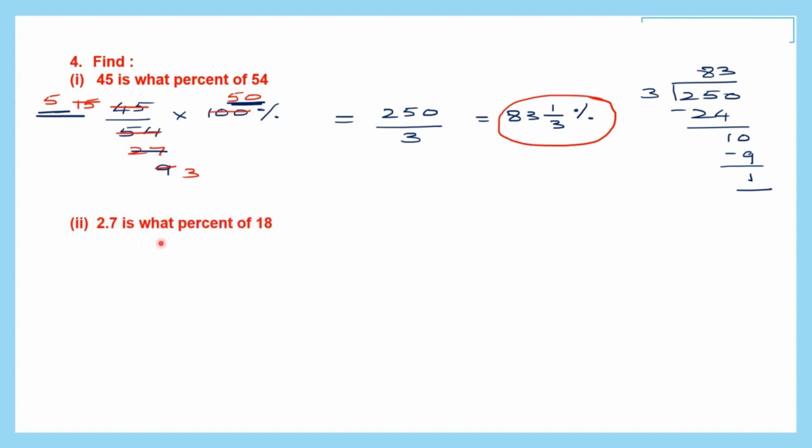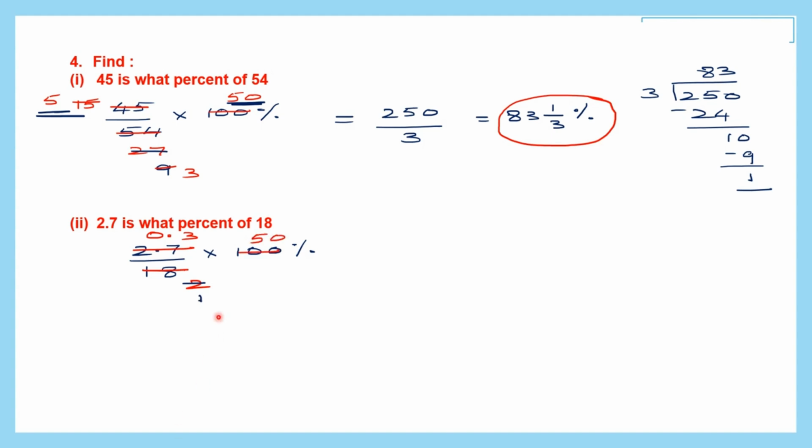Second question, 2.7 is what percent of 18? Just like this. So we say 2.7 by 18 into 100%. We can cancel 2.7 and 18 both by 9. So I can say 9 twos are 18. Now 9 threes are 27, but this is 2.7. So 9 into 0.3. Now I can cancel 100 and 2. 2 ones are 2 and 2 into 50 is 100.